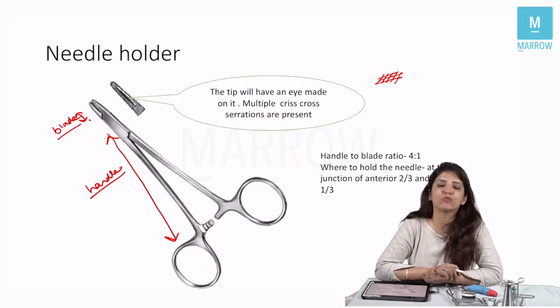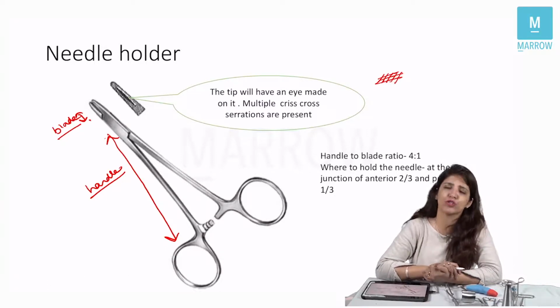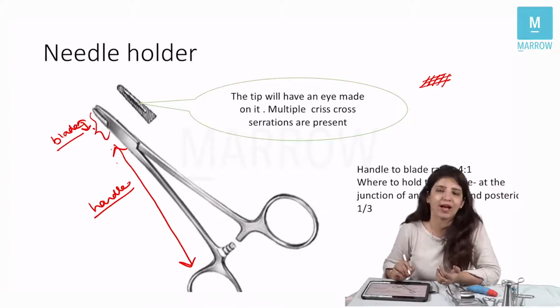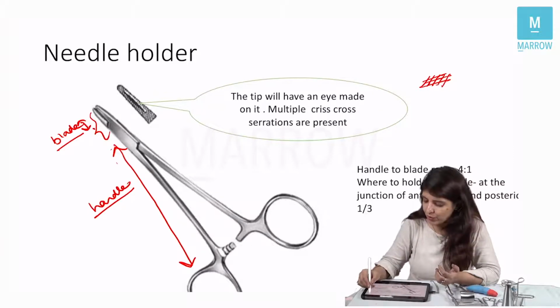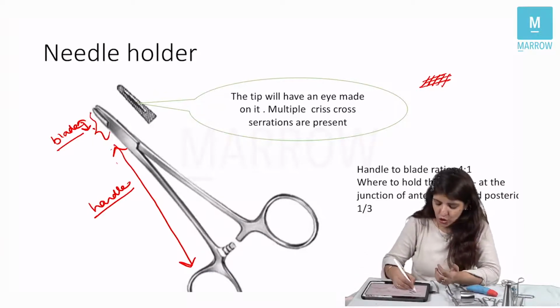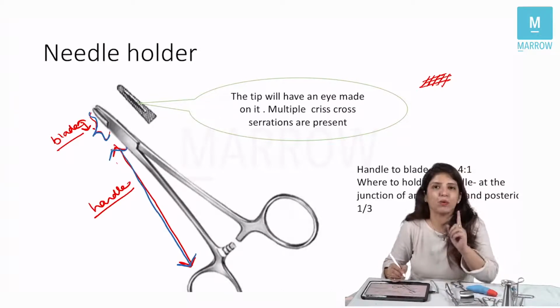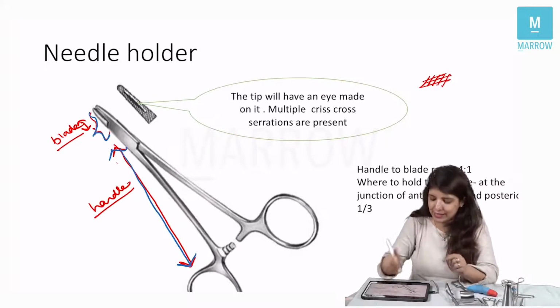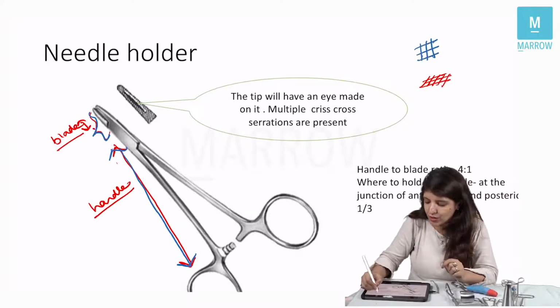Now, the next instrument which we should talk about is the needle holder. Very easy to identify instrument because in this instrument you can see the blade is very small in comparison to the handle. I don't have a needle holder. You will have to see the image and understand from this image. So, the blade is very small in comparison to the handle. That's one thing. Number two is when you will open the blade, you will see that it has many crisscross serrations.